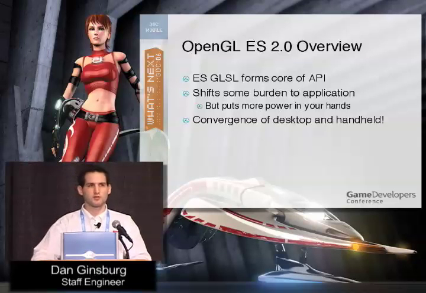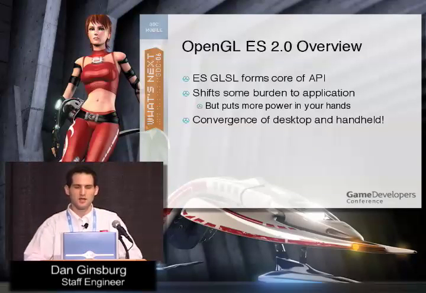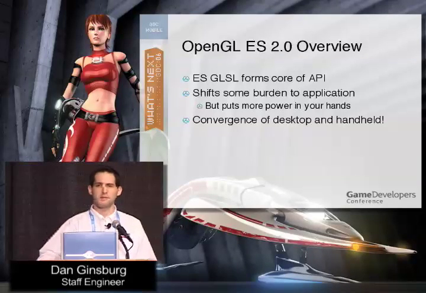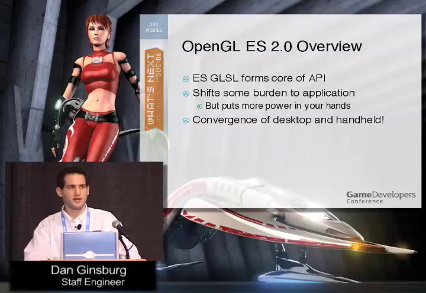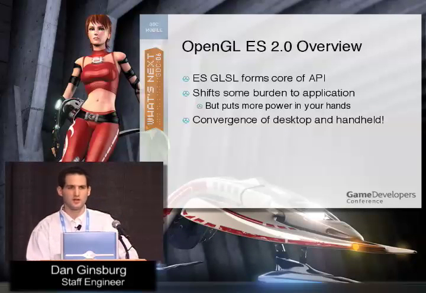One of the big things I want to mention right off the bat is that ES 2.0 does shift some of the programming burden from the driver to the application, because now you need to develop shaders to do the things that the driver used to do for you. For example, things that you're used to, like the matrix stack or GL lighting, are no longer a part of the API. But the flip side to that is it really puts a lot more power in your hands, because the era of GPU programmability is now going to be a part of the handheld API. And as I've mentioned earlier, it really is a convergence of features between desktop and handheld.